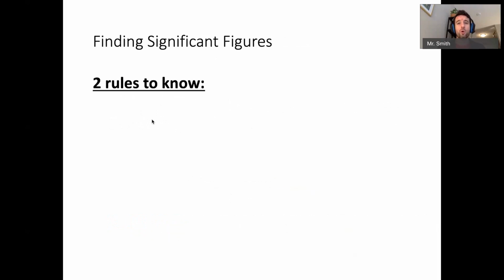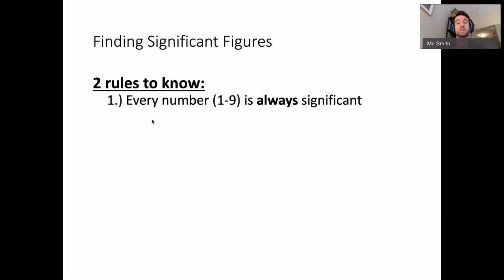Okay. When it comes to significant figures, there's really two rules you need to know. Rule number one is that every digit between 1 and 9 is always significant. When we're talking about numbers here, we're talking about digits, like the ones place, the tens place, that sort of thing. The second rule actually has more parts to it, and that second rule is that zeros are sometimes significant. It's not always, it's not never, sometimes. Let me give you some examples.